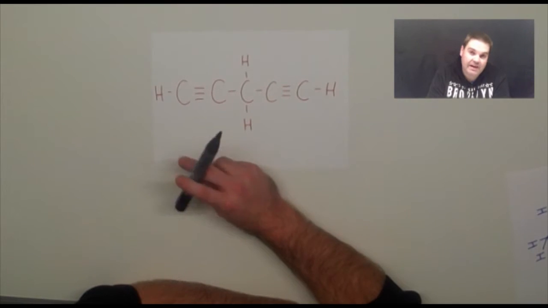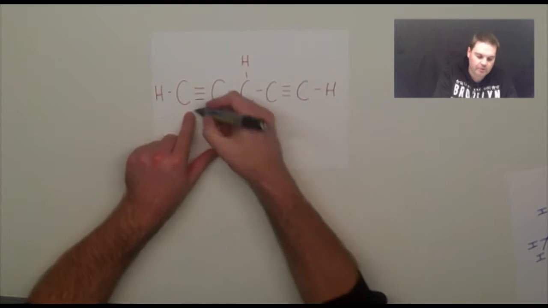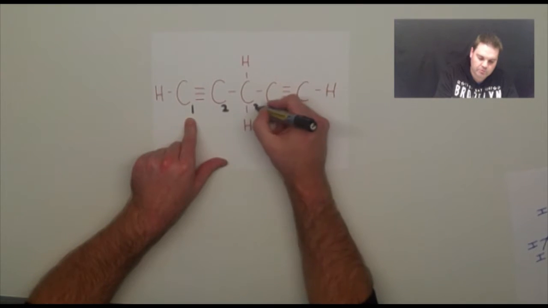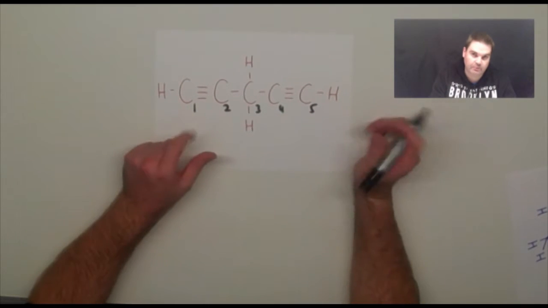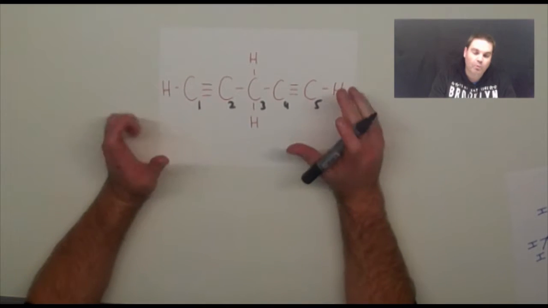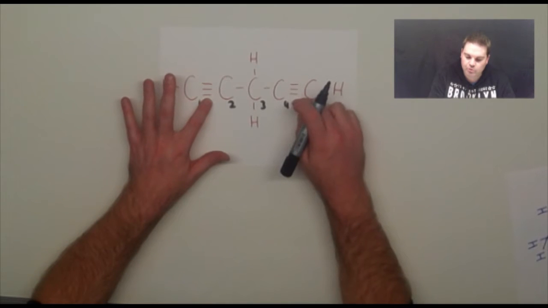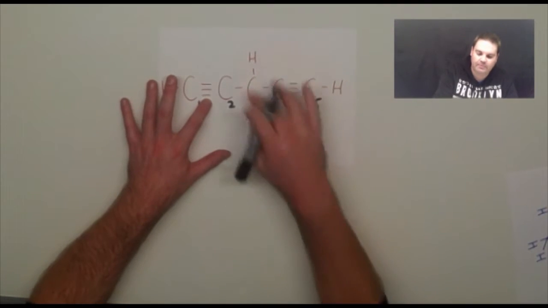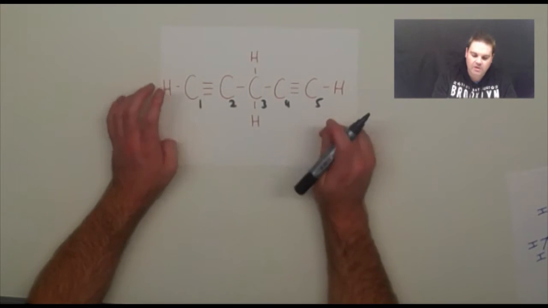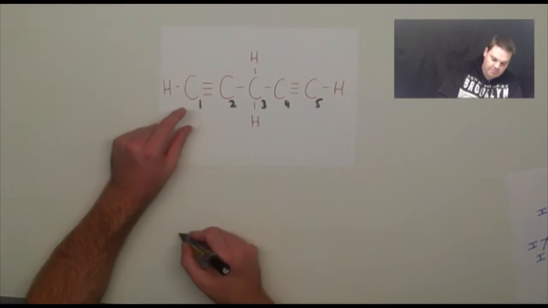Okay, so now we start numbering. It doesn't matter if we go 1, 2, 3, 4, 5, or if we go 1, 2, 3, 4, 5, we're going to end up with the same thing. Okay, but what we do have here is now 2 triple bonds, so that affects how we name our molecule. There's no side chains coming off anywhere, no extra carbon atoms, so we're just going to have 5 in a row, so that's pent.